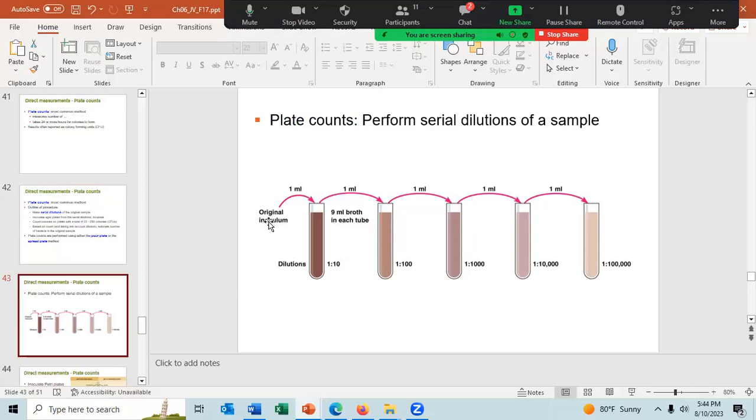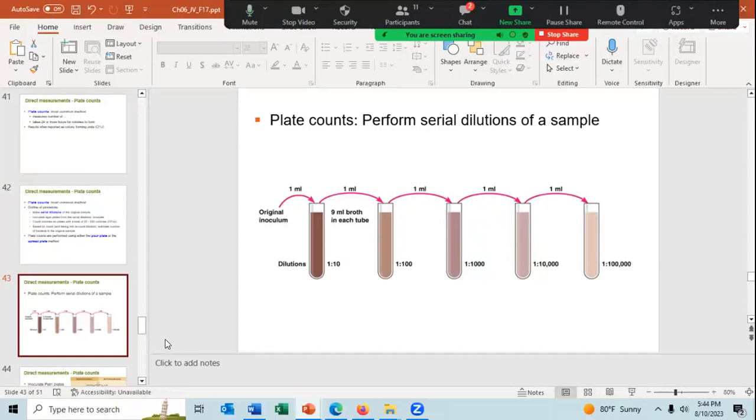So we will take 1 mil of that and put it in a 9, and now we have a dilution of 1 to 10. We mix this tube up, take 1 mil of it, put it into 9 mils, and then we have another 1 to 10 dilution for a total of 1 to 100 dilution. Mix those cells up, take 1 mil out, put it into 9, and then we have our 1 to 1,000 dilution, and then do that again, 1 to 10,000 dilution, do that again, 1 to 100,000 dilution.